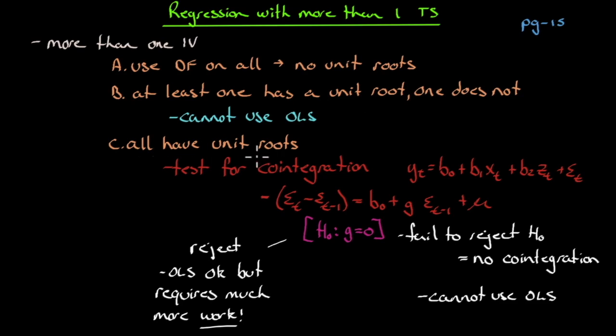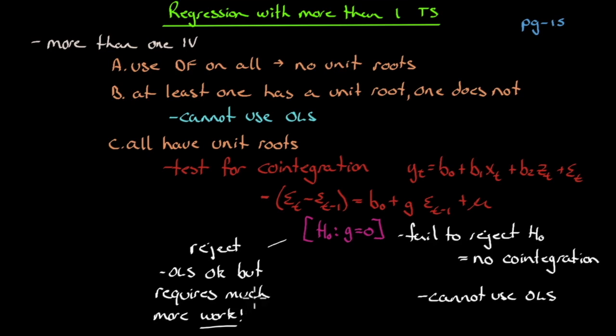Or C, all have unit roots. What do you do? You test for co-integration, except you run this model to get these error terms. Oh, you're doing the same thing. It's just a test of the unit root of the error terms, except you run the full model. Now you're running with all the series. And you test this again, and you're also testing the hypothesis that G equals 0. If you fail to reject, you have no co-integration. You cannot use OLS, just like we did with 2 time series. If you reject, OLS is okay, but it starts to require much more work.